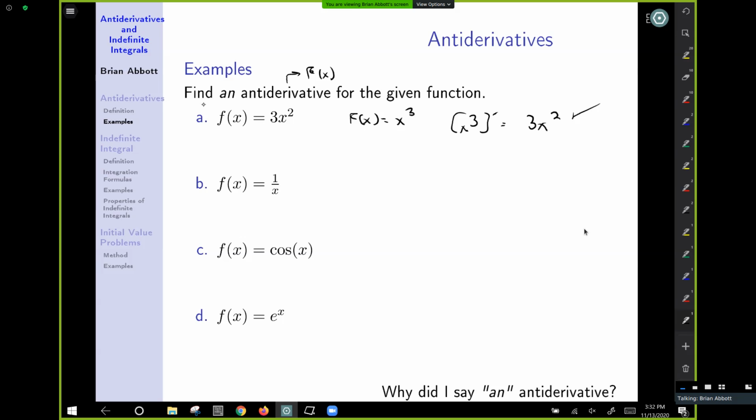Okay, so we're given the derivative and we're looking for the parent, the antiderivative, if you will. So what has derivative 1 over x?